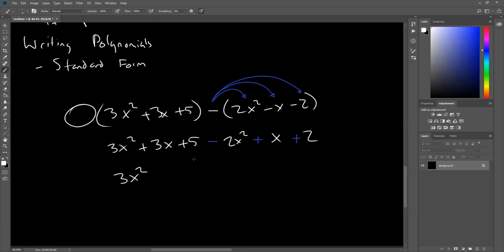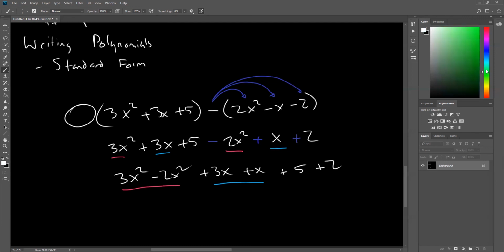So we have 3x squared minus 2x squared. So these were these and this here. And then we'll have plus 3x plus x, which should be this and this right here. And then we'll have our plus 5 plus 2, which we got from here and here. That makes sense? Yes.